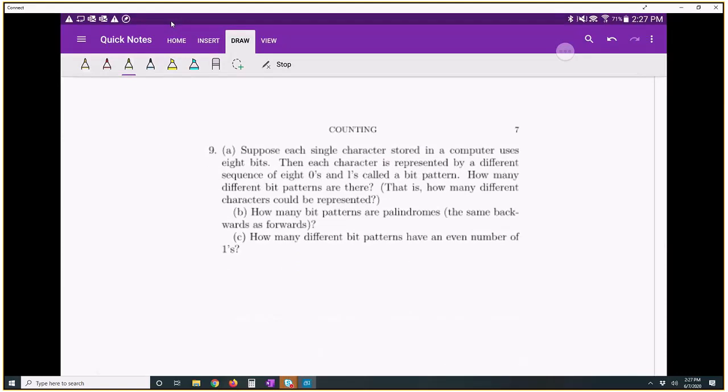Next, suppose that each single character stored in a computer uses 8 bits. Then each character is represented by a different sequence of 8 zeros and ones called a bit pattern. How many different bit patterns are there?